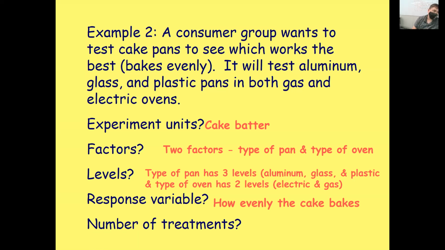Number of treatments. Be careful on this one. So how many possible different combinations of treatment can I make from my different levels? Jackson's got the right number up in his fingers. Very good. 6, right? Because I have 3 different types of pans, and each of those pans can go into each of the ovens. So I can take an electric oven and do aluminum, glass, and plastic. I can take a gas oven and do the same thing.